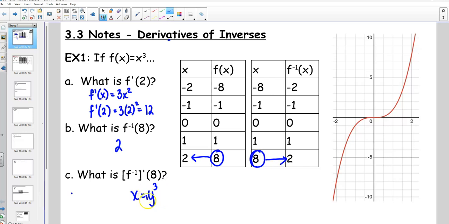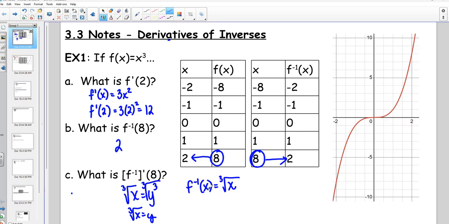I cube root to get that y by itself. So the cube root of x equals y. That's telling us that f inverse of x is going to equal the cube root of x. You probably could have told me that the cube root of x was the inverse of x cubed without having to go through that process. But I've got this here.